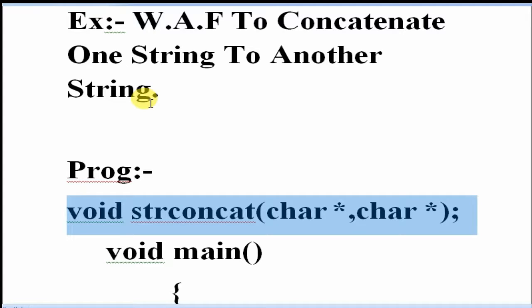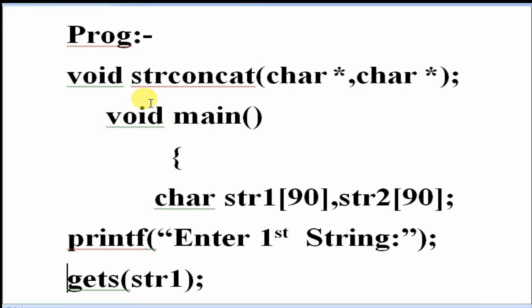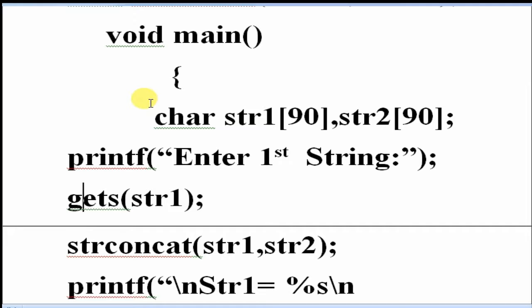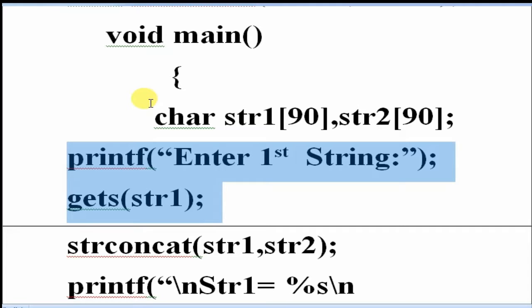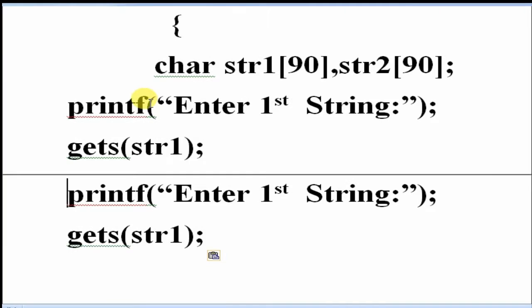We have a predefined function called strcat, which is used to add one string to another string. Here we are using another user-defined function, also called strcat. For example, in the main function: char str1[90], str2[90]; printf to enter the first string, gets str1, and then we ask for another string: printf enter the second string.